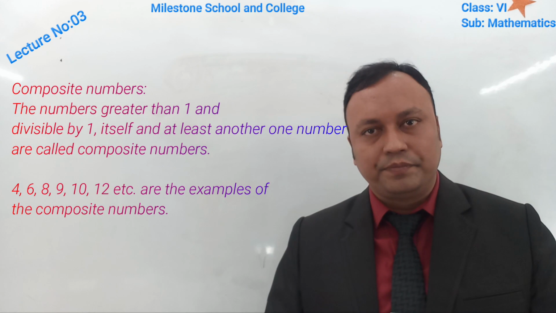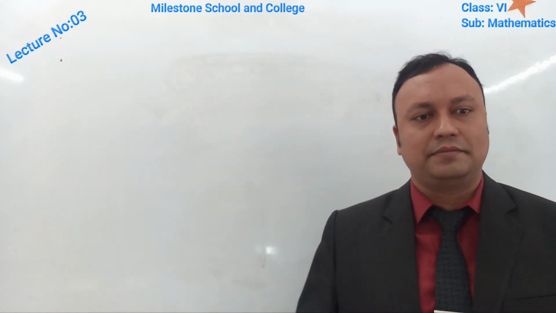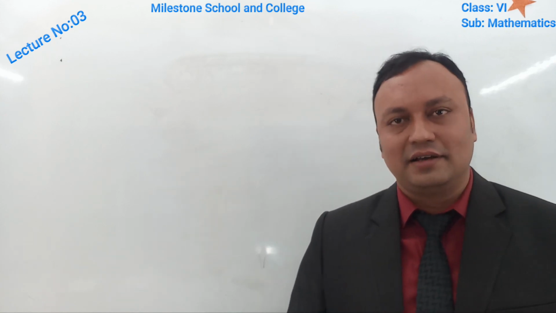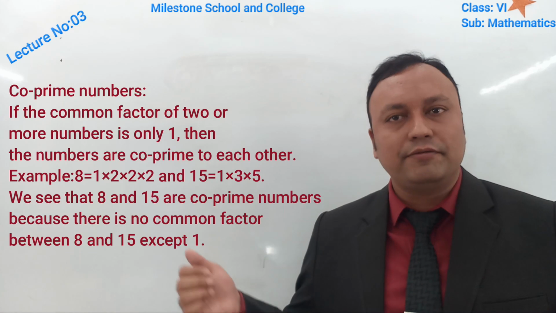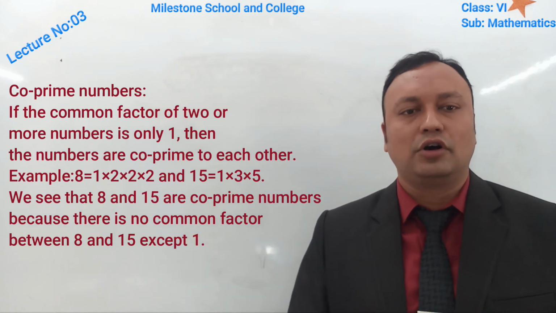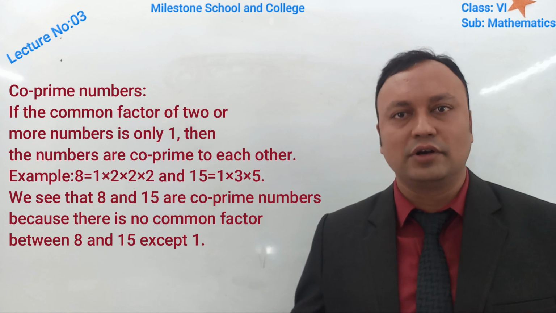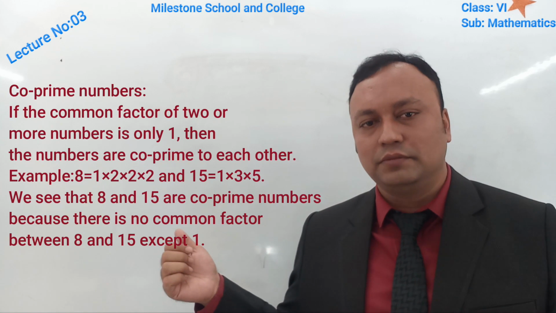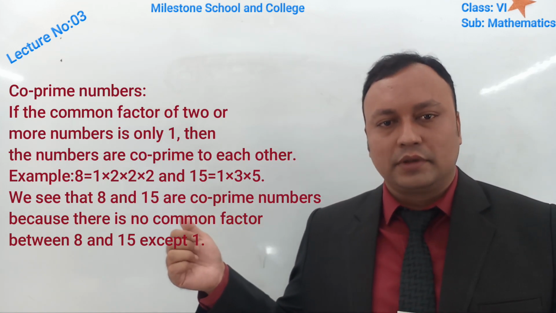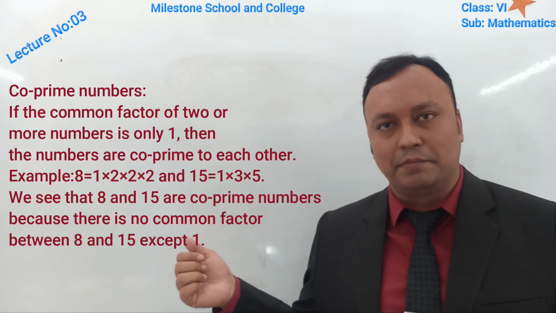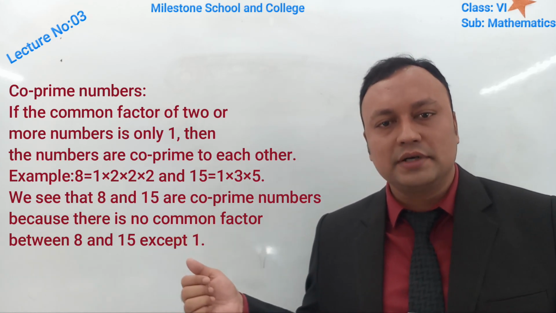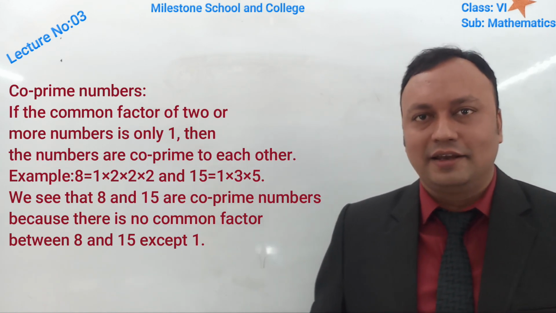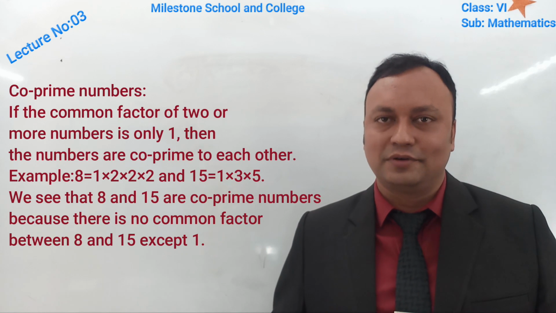Okay, now another definition, my dear, co-prime numbers. The definition is: if the common factor of two or more numbers is only 1, this is the important line, my dear, if the common factor between two or more numbers is only 1, then the numbers are co-prime to each other. Okay, let us see an example, it will be clear to you.